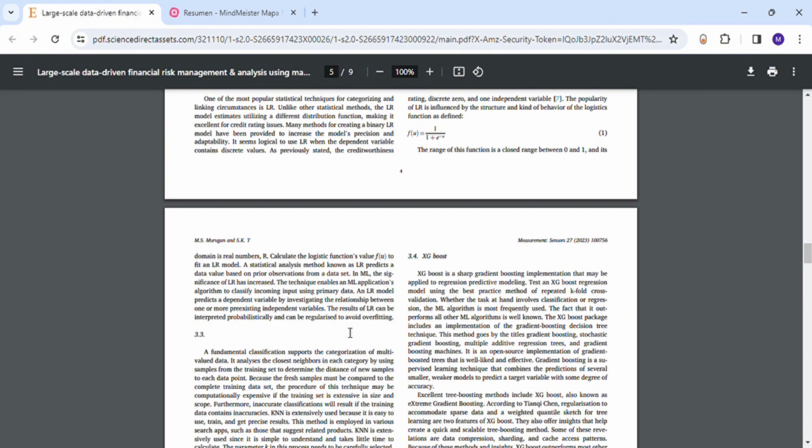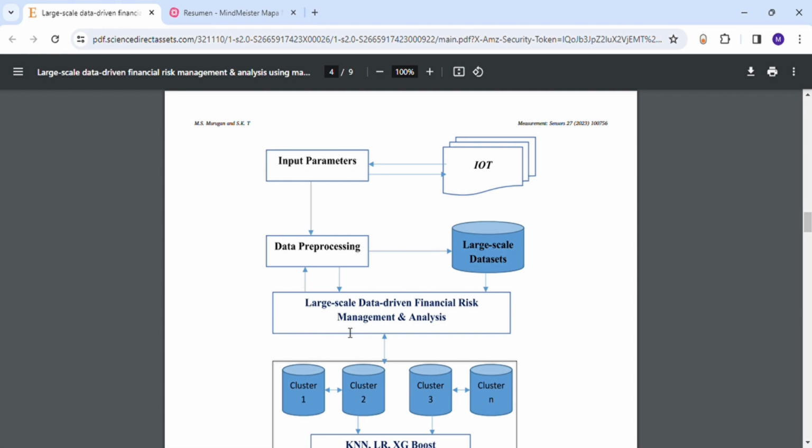In ML, the significance of LR has increased. The technique enables an ML application algorithm to classify incoming input using primary data. An LR model predicts a dependent variable by investigating the relationship within one or more pre-existing independent variables. The result of LR can be interpreted probabilistically and can be regularized to avoid overfitting.